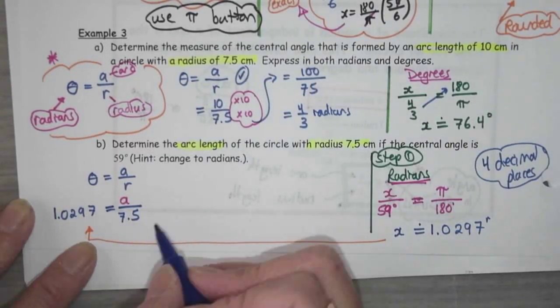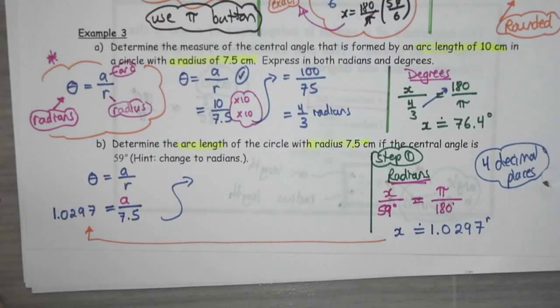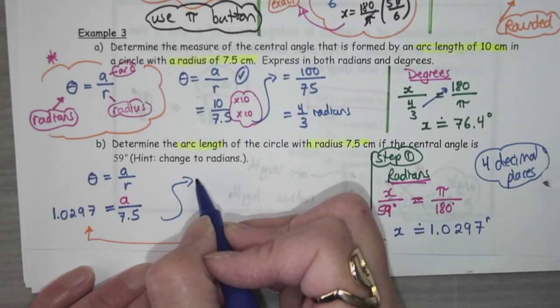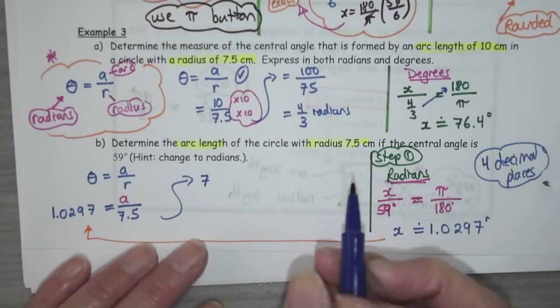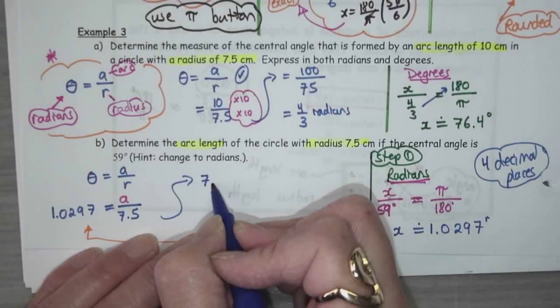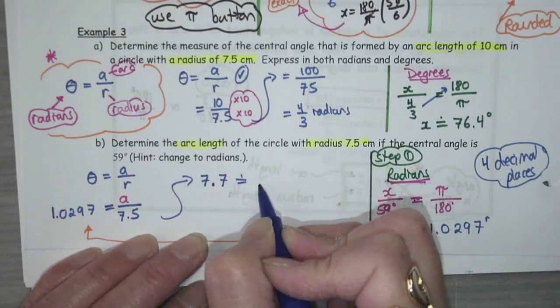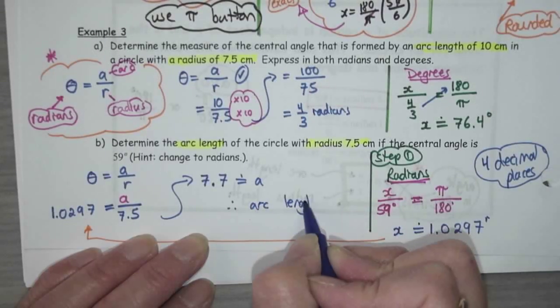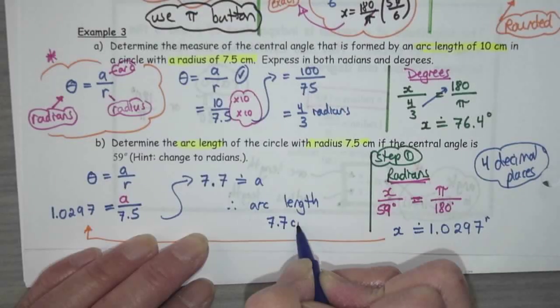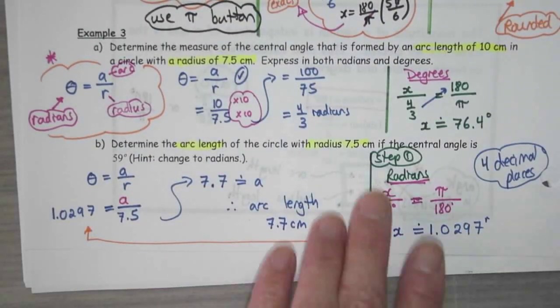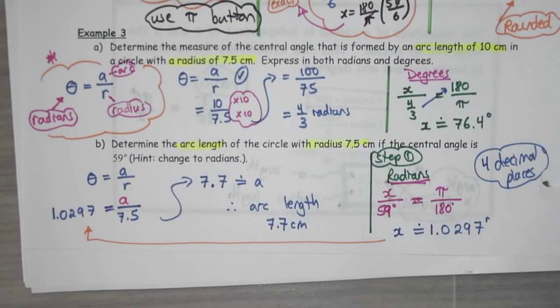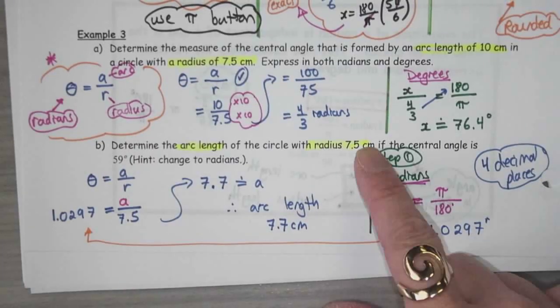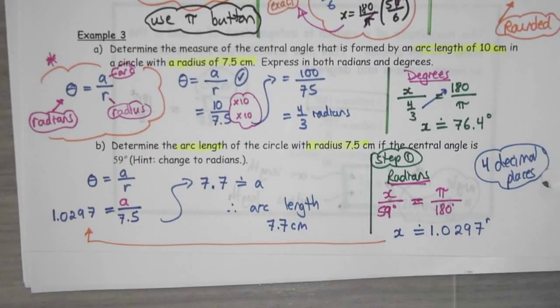So we're going to go 1.0297, and then just bring the 7.5 up, and I got times. So 1.0297 times 7.5, and I get 7 point, and then for the actual arc length, I'll round it to 7.7 approximately. So therefore arc length is 7.7 centimeters. And you keep the same units as whatever was in the other. So if it's arc length to radius, if the radius is in centimeters, your arc length is in centimeters.